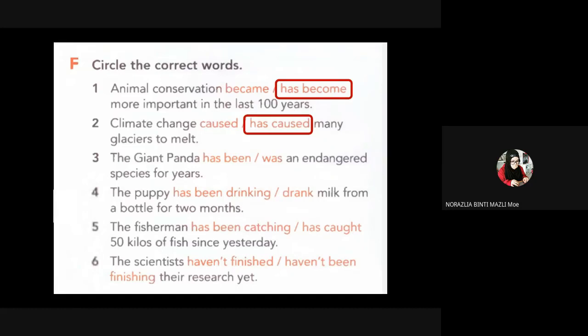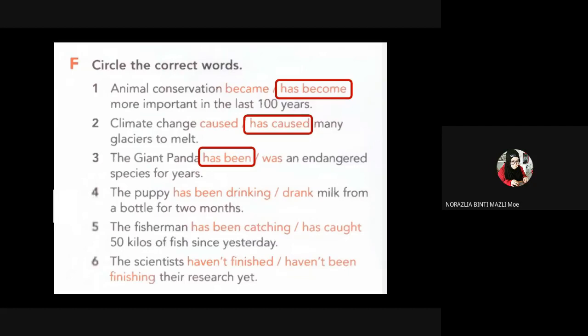Kat sini, ingat kita belajar tadi apa? Kita belajar untuk present perfect kan. So dia present perfect dengan present continuous kan. So jawapan dia antara tu je lah. Okay. So now 3, the giant panda has been or was an endangered species? Has been. Ingat kita belajar tadi present perfect dengan continuous. Has been. Very good.